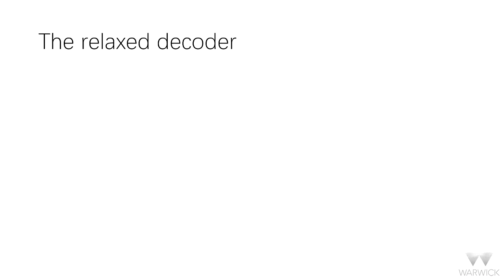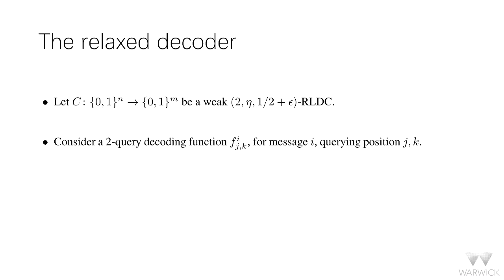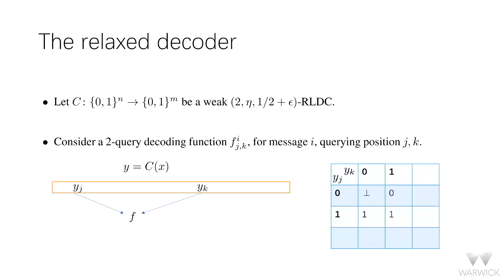Then let's see some detail about this transformation. We start from the relaxed local decoder. Consider one decoding function, f_{i,g,k}. We know this is a two-query case. So for this message bit i, this function is querying positions g and k. So we can write down the truth table of this function. It's a very small scale truth table because we only have 2 inputs.